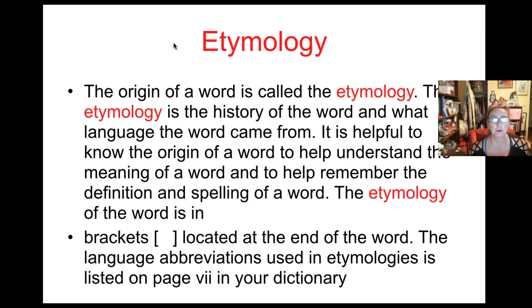It is helpful to know the origin of a word to help understand the meaning of a word, to help remember the definition and spelling of a word. The etymology of the word is located in brackets at the end of the word. The language abbreviations used in etymologies is listed on Roman numeral page 7 in your dictionary. So if you go to Roman numeral page 7, which is in the beginning here, okay, this is Roman numeral page 7. It's at the beginning of the dictionary. What you have here is abbreviations of different languages, such as Dutch, Norwegian, Russian, Chinese, Egyptian.